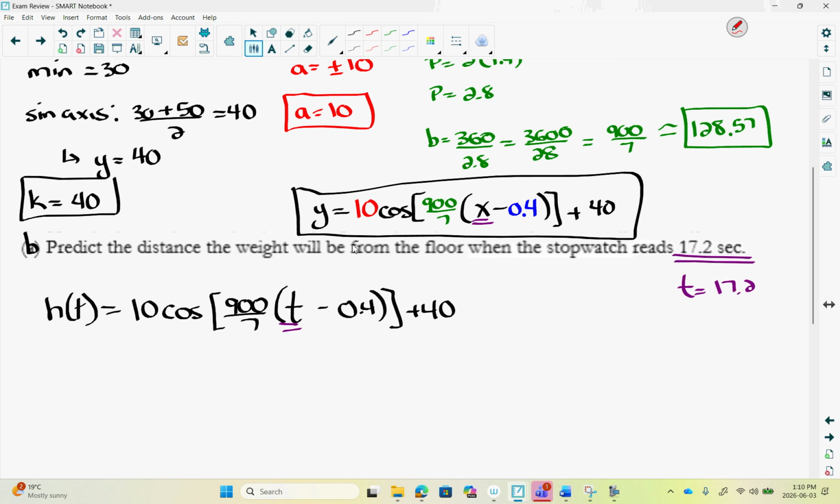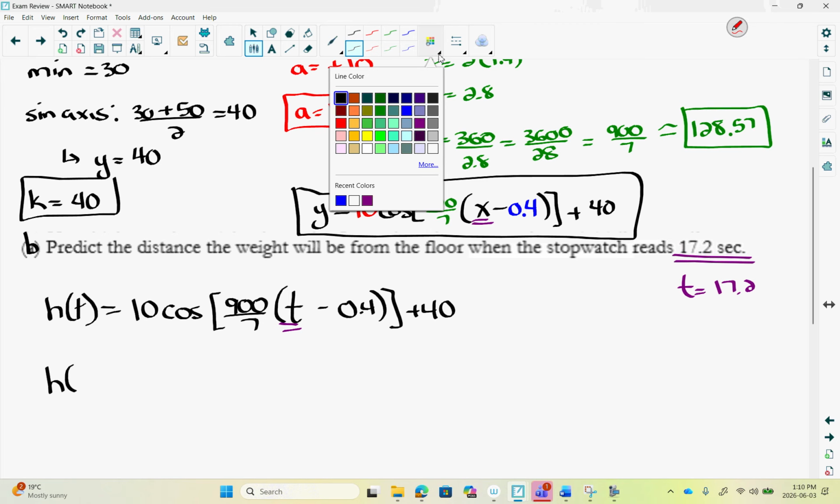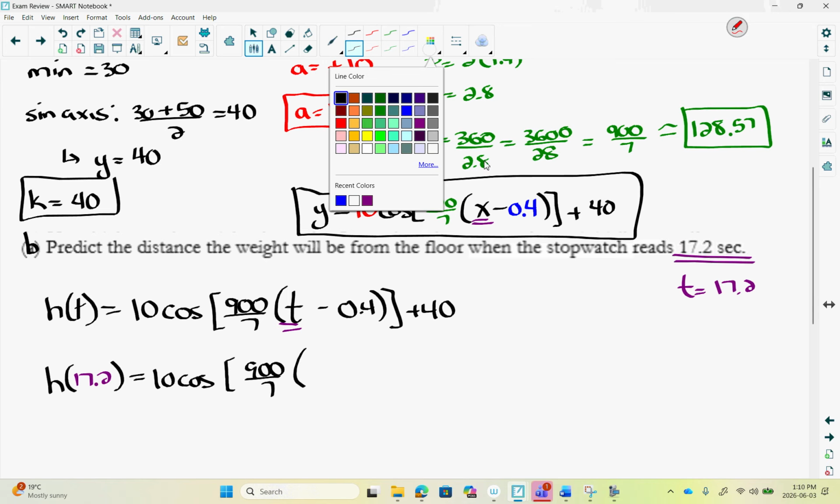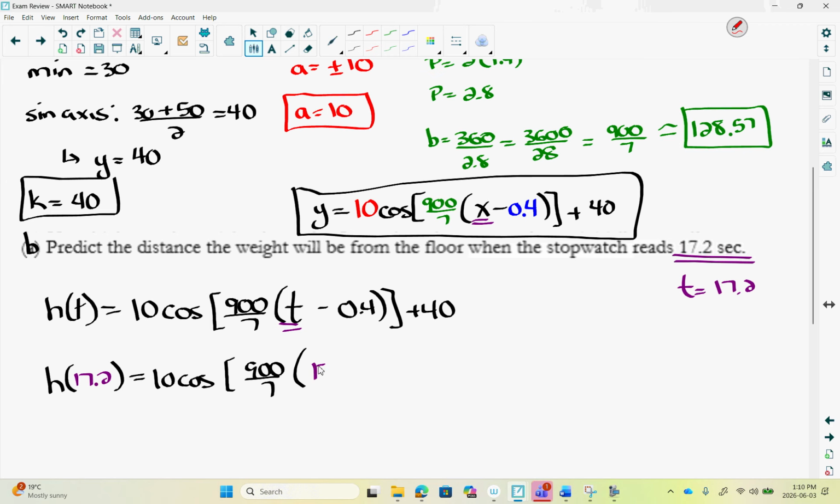So if you wrote your formula like this, you could write h at 17.2 is going to equal 10 times the cosine of 900 divided by 7 multiplied by 17.2 minus 0.4 plus 40. And we can pump that all into our calculator.